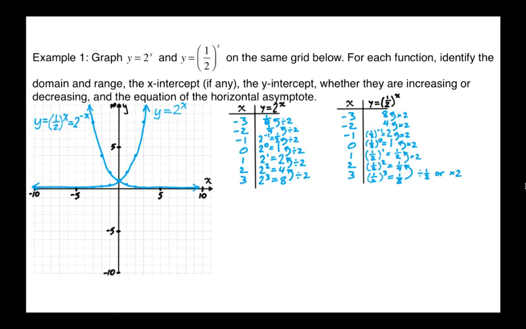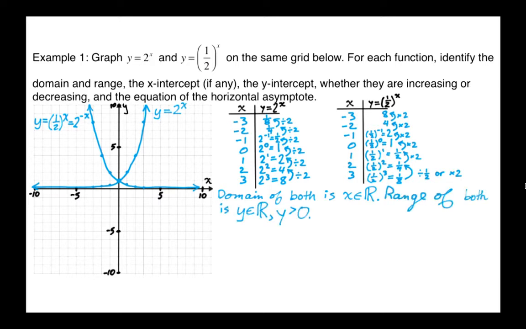Now let's take a look at some of those characteristics. The first question was about domain and range. Well, the domain of both is real. So there's no restrictions on what x can be for either one of these functions. It can go from positive infinity to negative infinity, and it can even be 0. The range of both is y is real, but y is greater than 0. Notice I'm saying y is greater than 0, not equal to 0, because although both of these get really, really close to 0, they never quite touch.